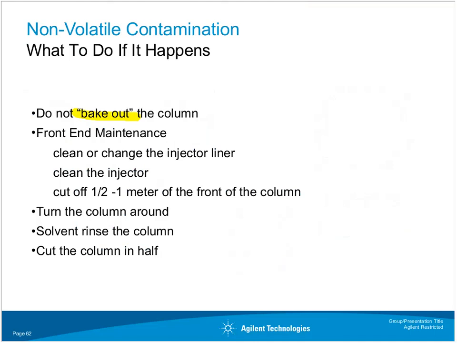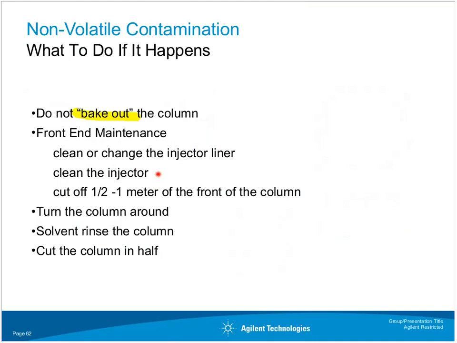If you do have some non-volatile contamination, one key thing: do not bake out the column. You can actually polymerize that material onto the column. Maybe do your front end maintenance and cut off about a half to 1 meter of the front end of the column, which is 1 to 2 loops of the column. 2 loops is a meter roughly. You want to go in and change your liner. You may actually want to get a cotton swab and, with some solvents, rub the inside of your liner. Don't use a gun barrel brush, especially if you have the deactivated inlet weldment.